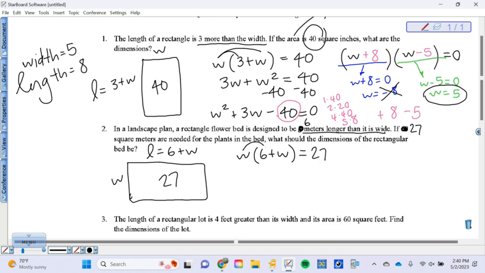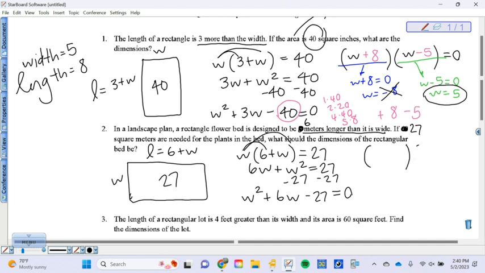I distribute. W times 6 gives me 6W. W times W gives me W squared. Good. Equals 27. What did I do next in that last one? Yeah, subtract 27 from both sides. And I'm just going to rearrange this left side. So it's W squared plus 6W minus 27 equals what? 0. So now that I have a quadratic equal to 0, that means I can solve it. I'm starting in standard form. I got to change this to factored form.